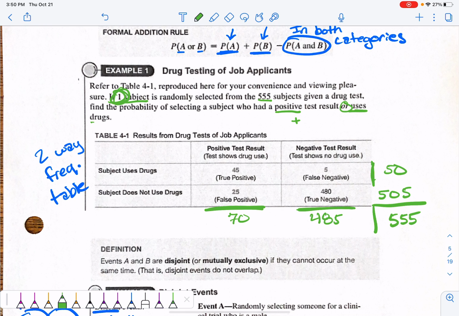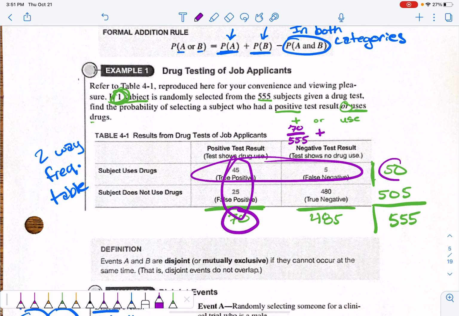Okay, so what is the probability of having a positive test or them being a drug user? So we want positive or use, okay? And the probability of them being positive was 70 out of a total of 555, okay? So I'm looking at these guys. Or means we're going to add. The drug users were these guys, and that is 50 out of 555.